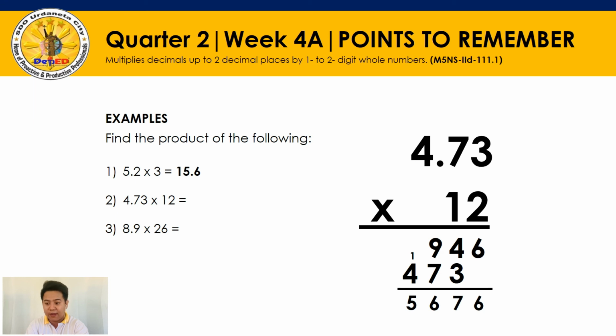We have a decimal point in 4.73 or 4 and 73 hundredths. And we don't have one in 12. Okay, by that we have two numbers to the right of the decimal point of 4.73, which are 7 and 3. Okay, and the final answer should be the same. So the final answer is 56 and 76 hundredths.